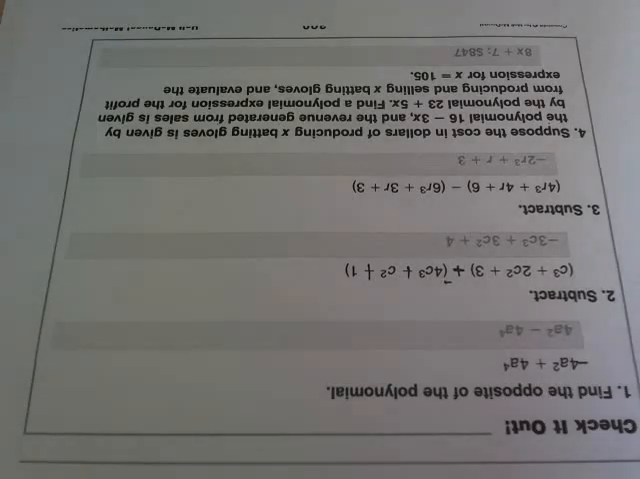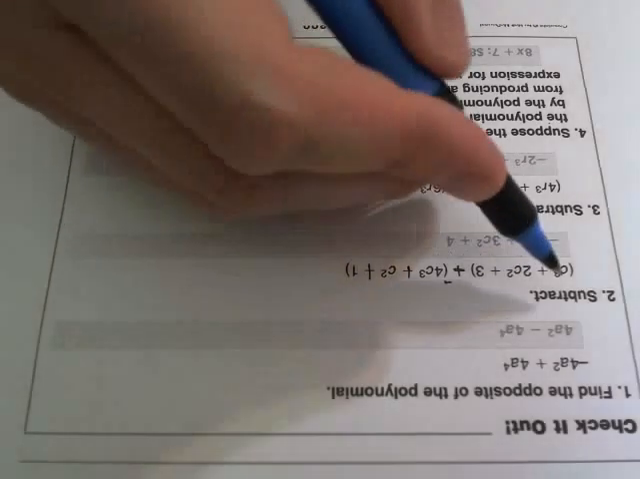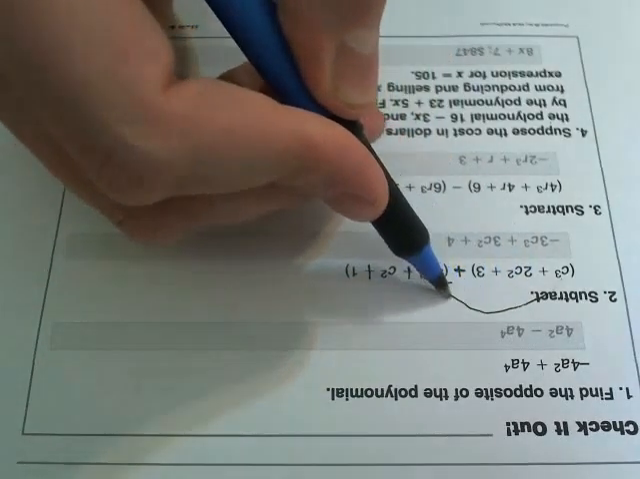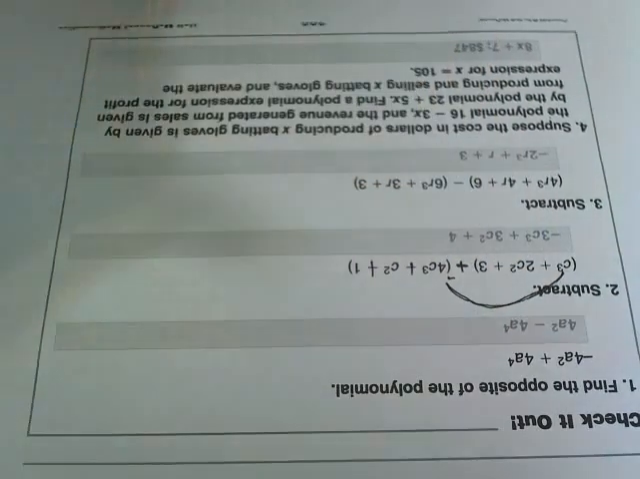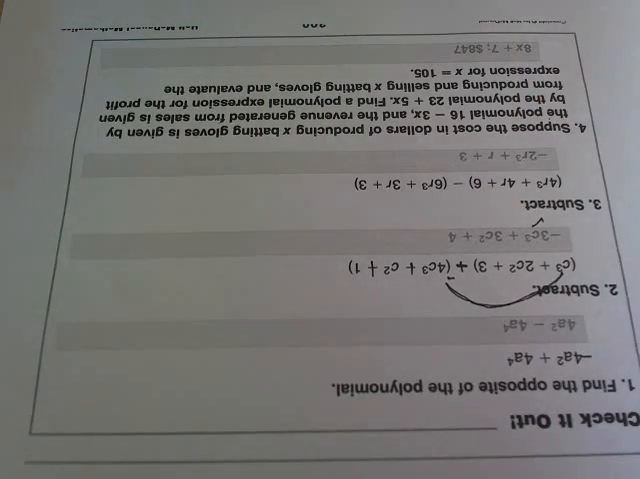Now we can go ahead and combine the like terms. So I've got c cubed minus 4c cubed. That's going to give me negative 3c cubed, which is what you see right there.